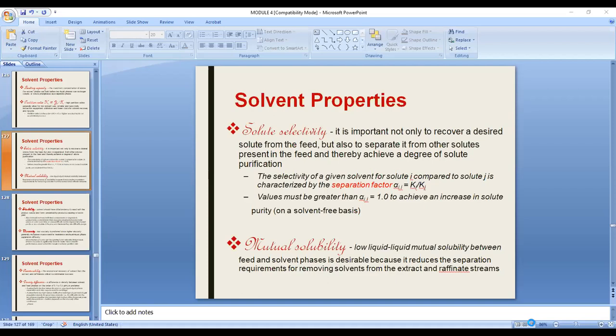Then we have to consider mutual solubility. So low liquid-liquid mutual solubility between feed and solvent phases is desirable because it reduces the separation requirements for removing solvents from the extract and the raffinate streams. We don't want our carrier solvent in the feed to be partly miscible or miscible with our solvent, or our extractant responsible for taking out the solute from the feed. If that is the case, another series of unit operations would be needed to separate your carrier solvent from your extract phase. So that has something to do with mutual solubility.